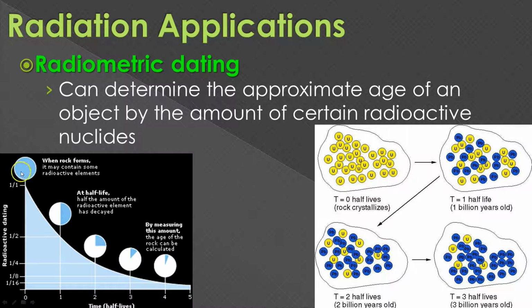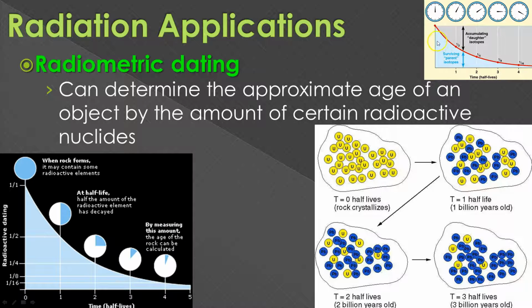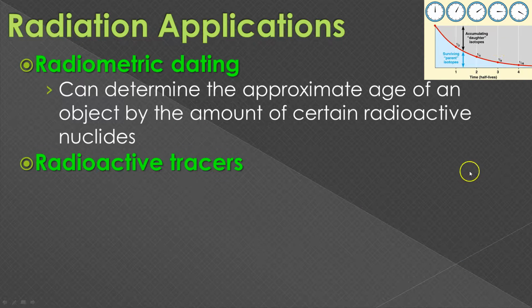We can see, here's when the rock initially forms, it has some radioactive stuff. At the half-life, half of it is gone, and so on and so forth. By measuring the amount, we can calculate the age of the rock. So here's the parent isotopes, what we started with. Here's the accumulating daughter isotopes. Look at the ratio between those, and that tells you how old the rock is.